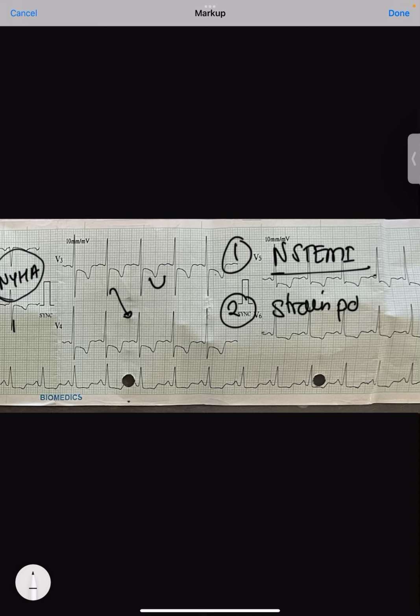Strain pattern means because of the chronic concentric hypertrophy, usually patients will present with the same ECG again and again. Means even patient may not have any symptom at that particular point of time, but his ECG will show these changes. So you repeat his ECG, you recheck his ECG after 1 month, before 1 month, 2 months, and that time also the patient may have almost the same ECG. So such changes are very, very typical in NSTEMI and strain pattern.